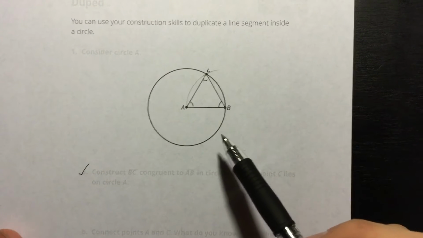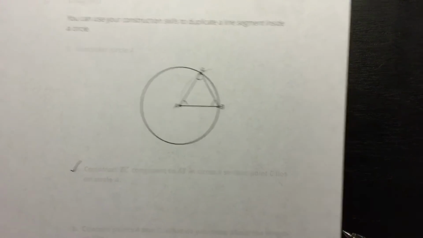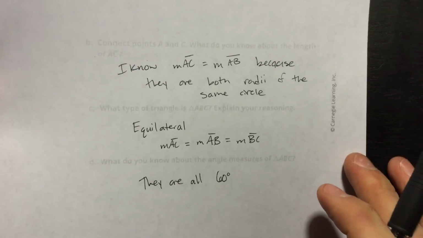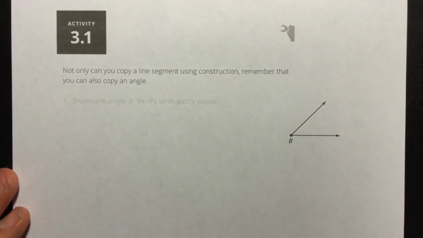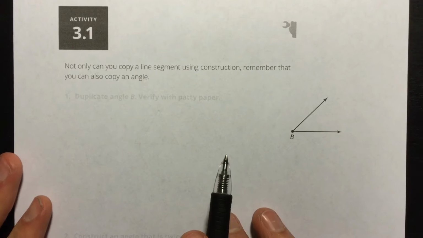Because it adds up to 180, 180 divided by 3 is 60, so all of these have to be 60 degrees. Okay? So they are all 60 degrees. Now, looking at 3.1, this video is going to be getting started as well as activity 3.1. So here we go. 3.1.